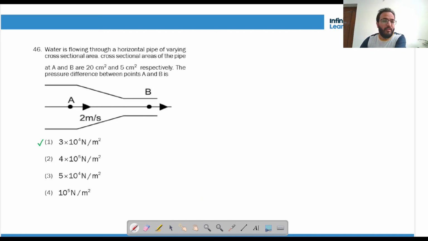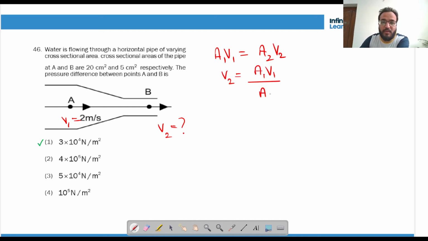Okay. 46. Water is flowing through a horizontal pipe of varying cross section. Okay, so here V1 is given to you. So what is V2 here? We need to figure out. So you will say equation of continuity is valid. So from here you can get the value of V2, that is A1 V1 upon A2. This is equation number 1.